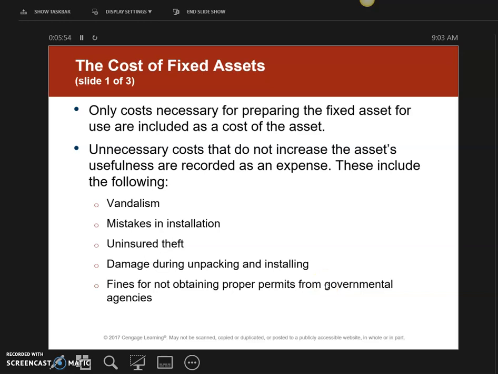Now, these are things that are not the cost of a fixed asset: vandalism, or if I decide to install it myself instead of paying somebody and I make a mistake, or if I damage it when I unpack it. Any of these things are not the cost of fixed assets. They become expenses.